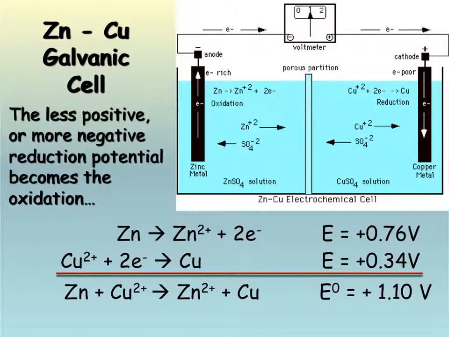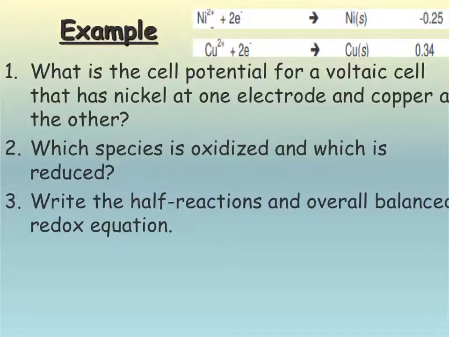And when you do, you get that the total number of volts produced by this cell is 1.10 volts. Now, I want to point out that these reduction potential values are for 1 molar solutions at 25 degrees Celsius and 1 atmosphere. All right, so let's look at a few examples.